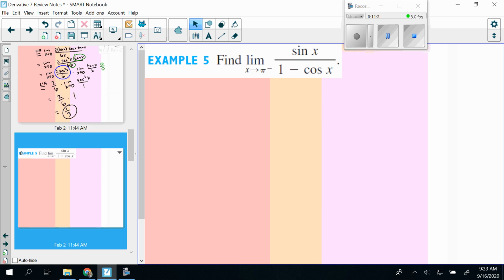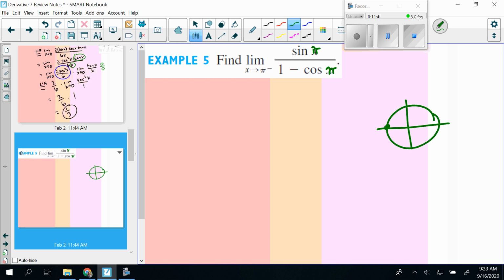Find the limit as x goes to pi from the negative side of sine over 1 minus cosine. Again, start by plugging in and see what we get here. So if we do sine of pi and cosine of pi, what do we get? On the top, sine of pi, that's our y value when we're here. Well, that's going to be 0. On top we get 0. On bottom, cosine pi, that's our x value when we're here, and our x value would be -1. So on bottom we got 1 minus -1.